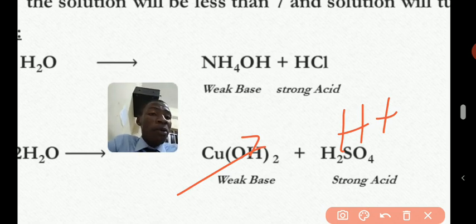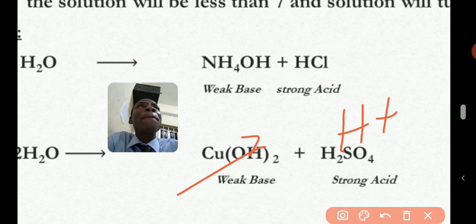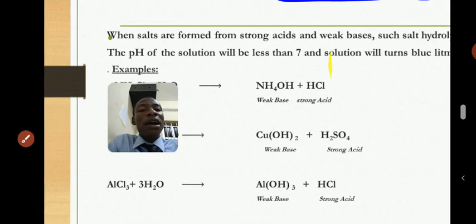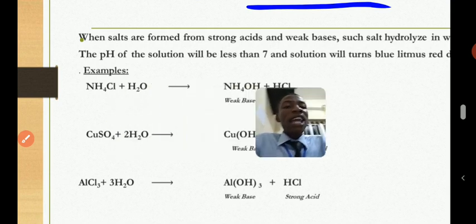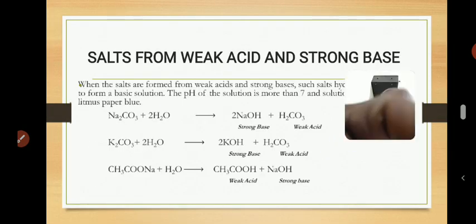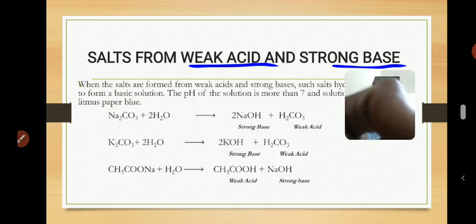And so I hope you are getting that now. Whenever a salt dissolves in water and forms a weak base and strong acid, the solution will be acidic because excess hydrogen ions will be produced, which will enable litmus paper to change from blue to red. So that is what you get in that place. Now let's see another example of a salt that undergoes hydrolysis.